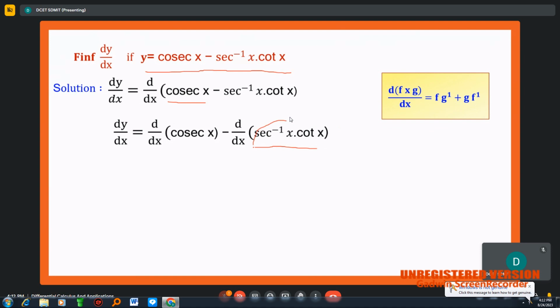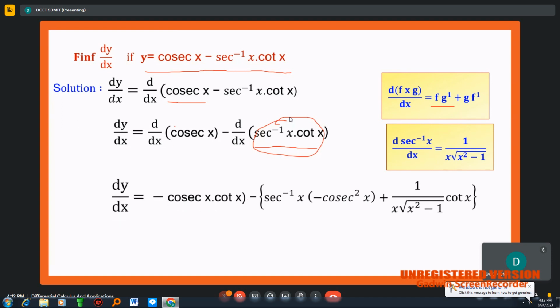Now for this we apply the product rule. What is f into g dash plus g into f dash? It means keeping the first term constant, differentiation of the second term, plus keeping the second term constant, differentiation of the first term. What is the differentiation of secant inverse x? Secant inverse x differentiation is 1 divided by x into square root of x square minus 1.